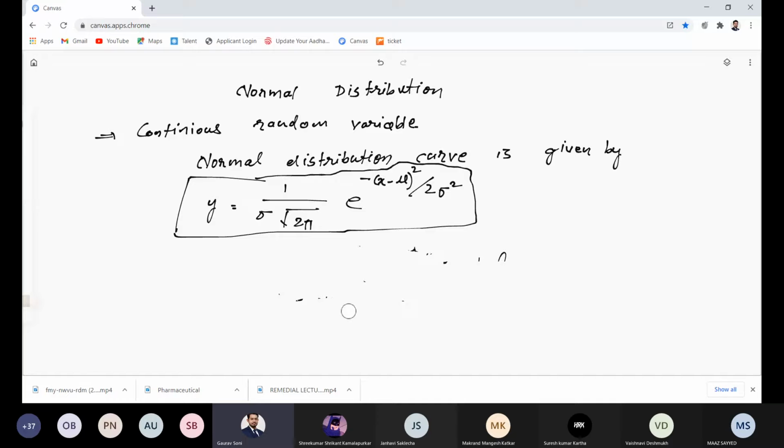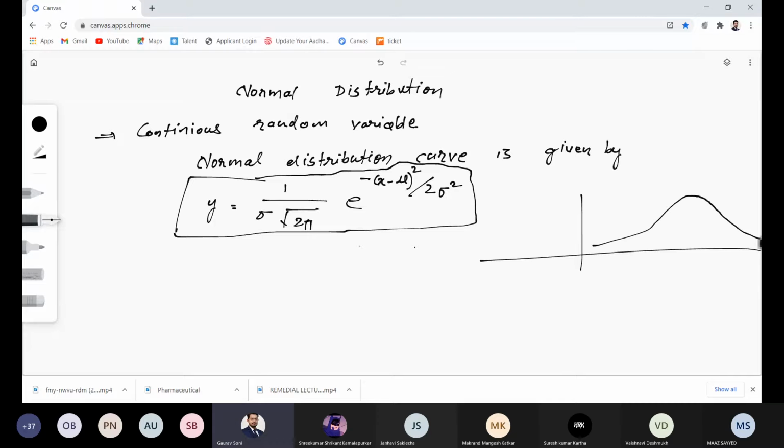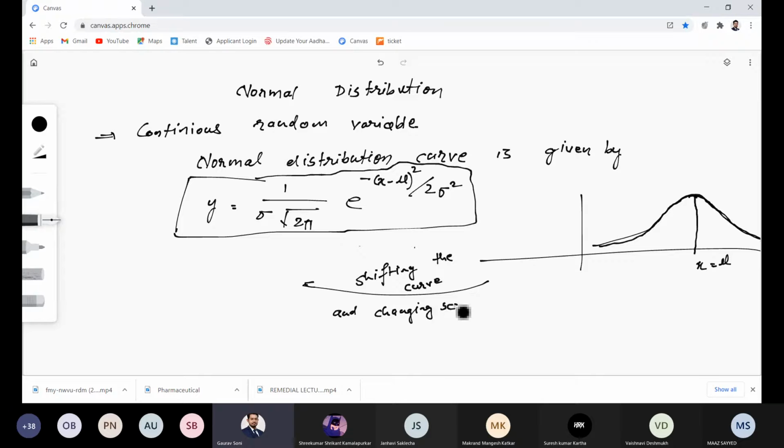To simplify this integration, whenever I'm given any data, this curve will lie somewhere around here, somewhere like this. For this data, I will have a mean, say x equal to mu. The mean will be somewhere here like this. So what I do is I shift this curve, shifting the curve and changing the scale by sigma. So what do we get?